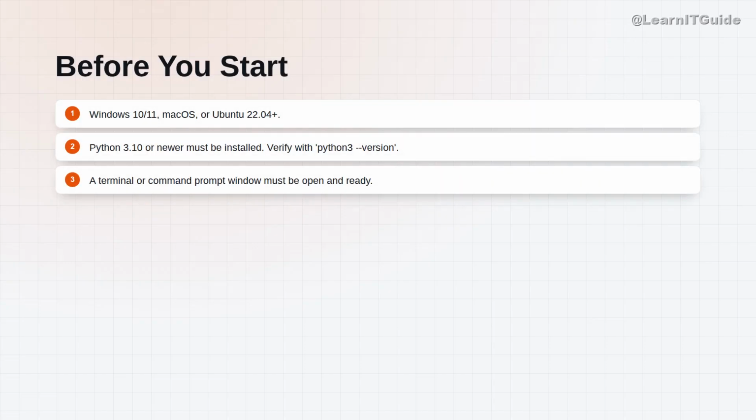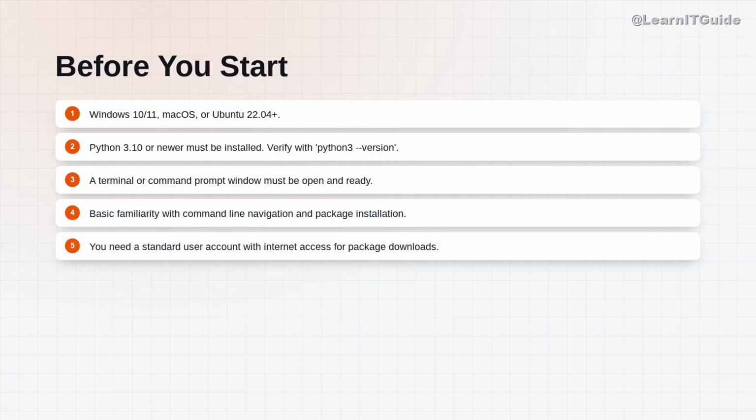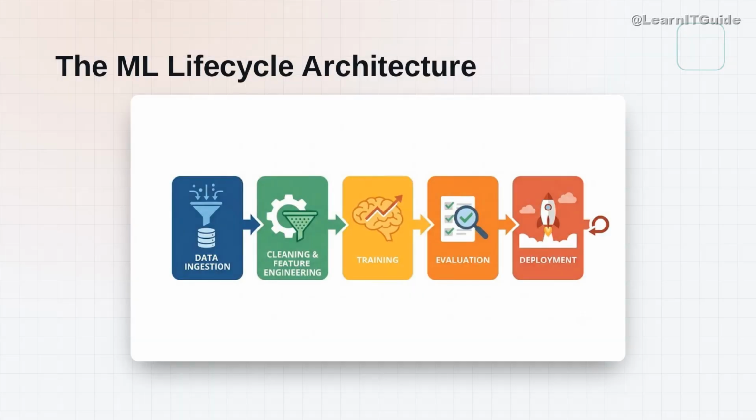Before we dive into the code, let us make sure your environment is ready. You need a modern operating system like Windows, Mac OS, or Ubuntu. You must have Python 3.10 or newer installed. You can verify this by running the Python command with the version flag in your terminal. You also need a terminal window open and ready to go. You should be comfortable with basic command line navigation and package installation. If you are on a lockdown enterprise machine, ensure you have the necessary network access to download Python packages from the central repository.